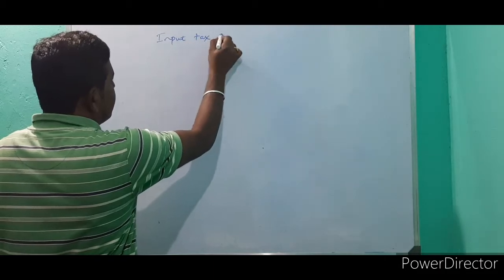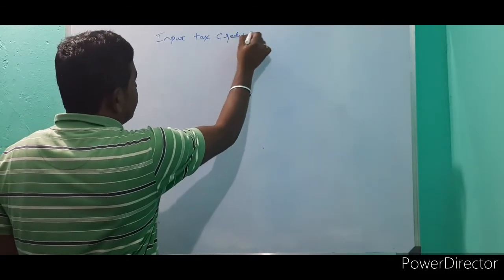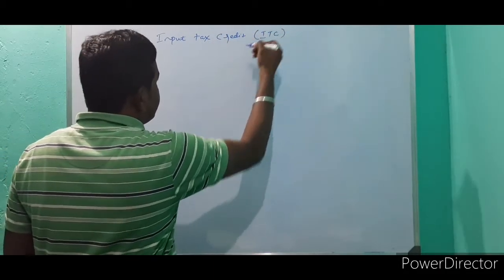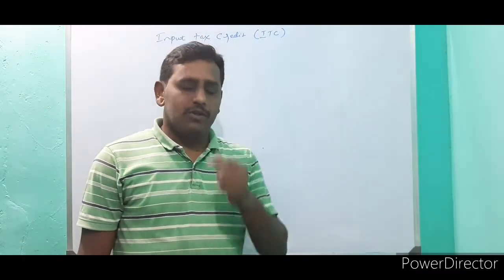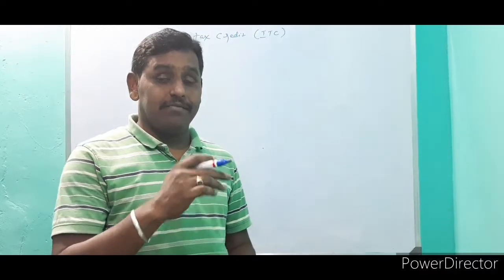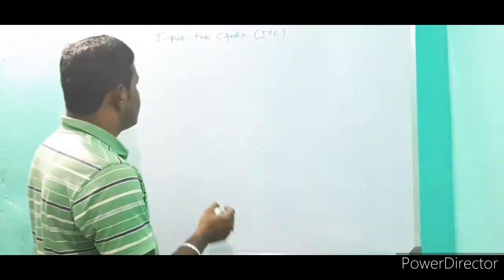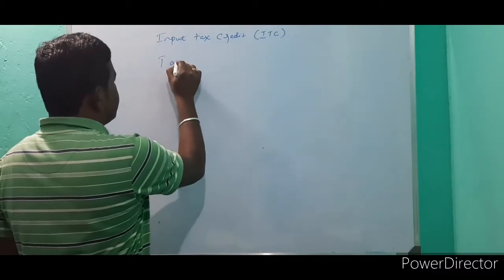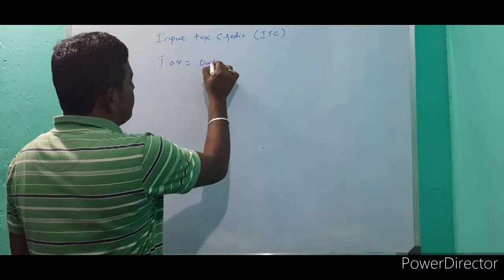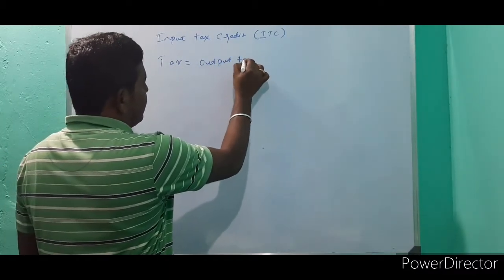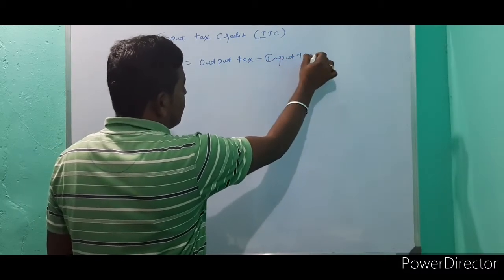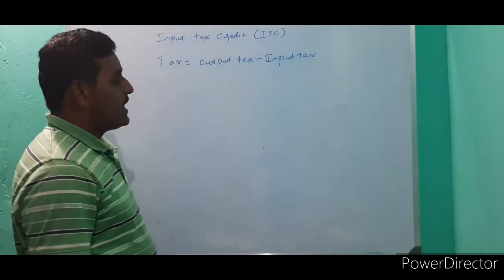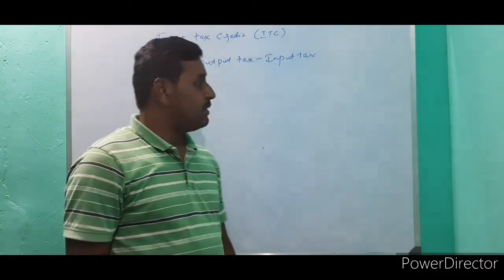tax credit, ITC. So what is input tax credit? This tax is collected based on the output of the goods. What is the output of the goods? Tax is equal to output tax minus input tax. So what are output tax and input tax?